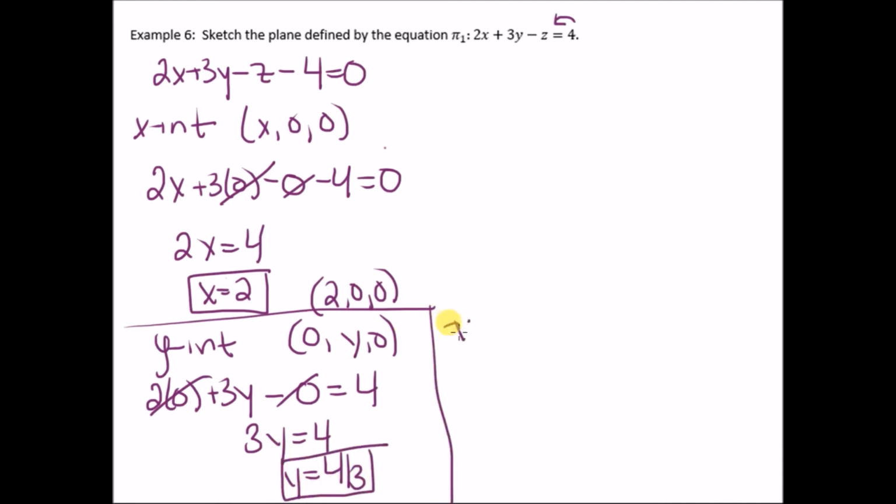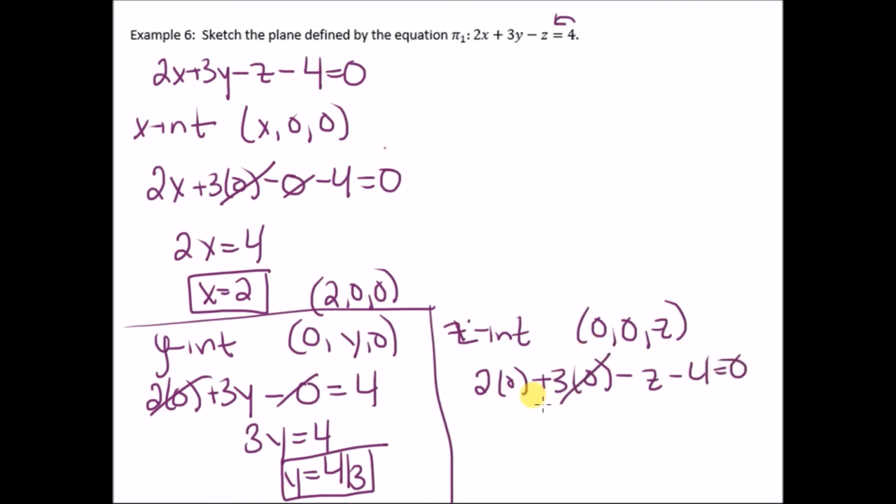Now let's find the z-intercept. So it's going to be (0, 0, z). 2(0) plus 3(0) minus z minus 4 equals 0. We get z equals -4. Looks good. (0, 0, -4). And now all we have to do is actually plot these 3 points.